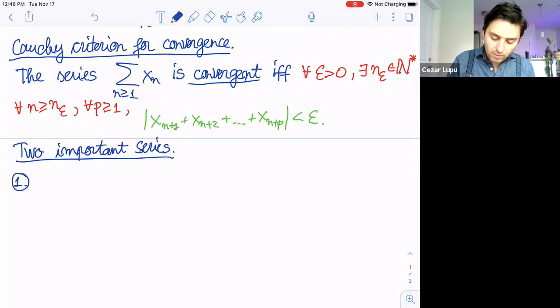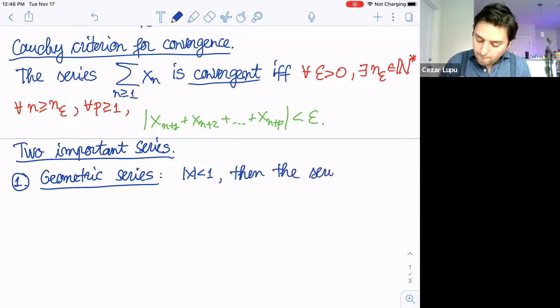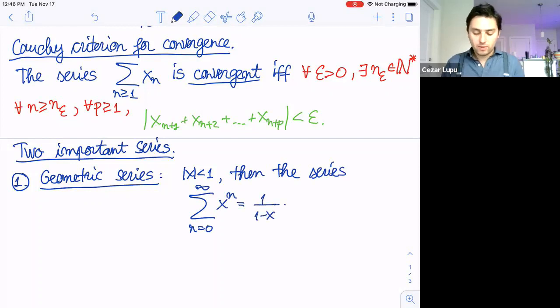The first one is the geometric series, which basically says that if I have a number x whose absolute value is less than 1, then the series, the sum from n equals 0, I'll start from 0, of x to the power n, will be 1 over 1 minus x. So this is the geometric series.